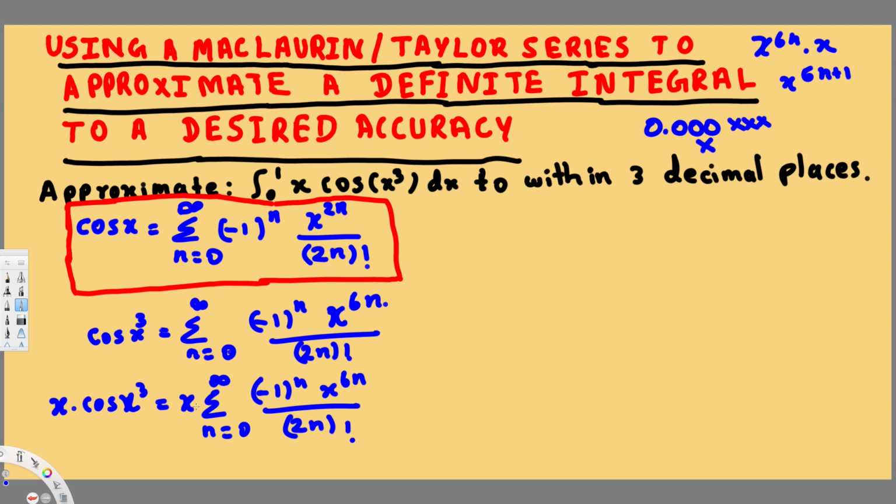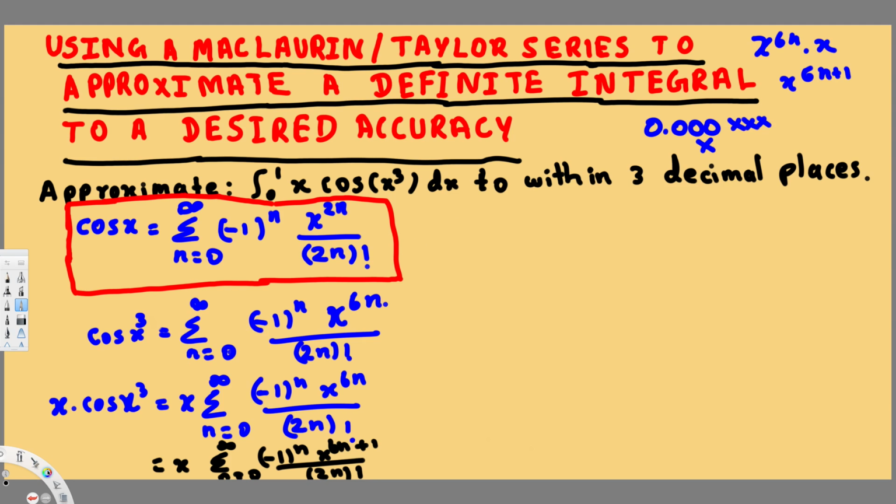So here we can bring this x to this side and add with this one. So that's going to give us sigma n equals 0 to infinity negative 1 power n, x power 6n plus 1 over 2n factorial. So now we have converted this definite integral into a power series pattern. Now we have to integrate this one, right? Now let's go ahead and do the integration.